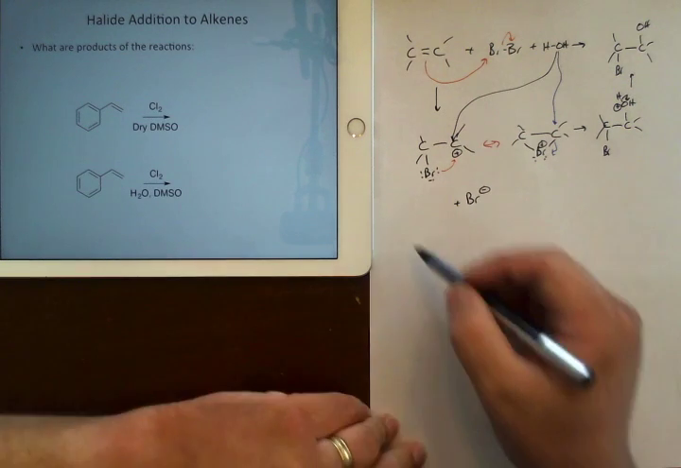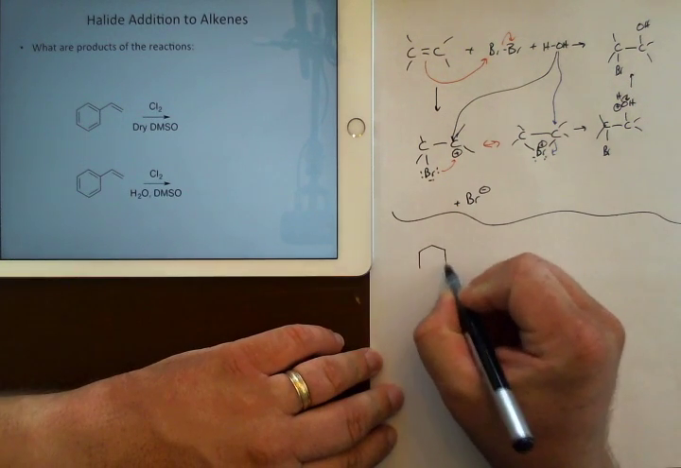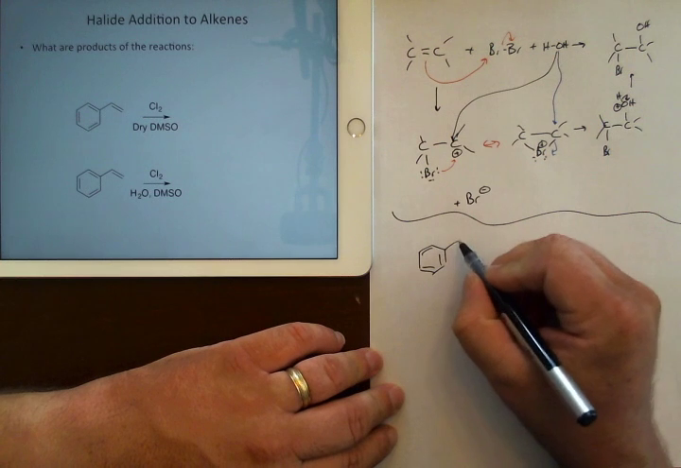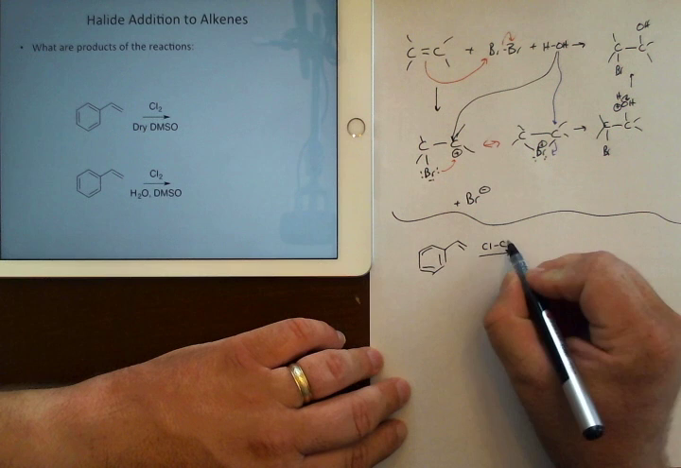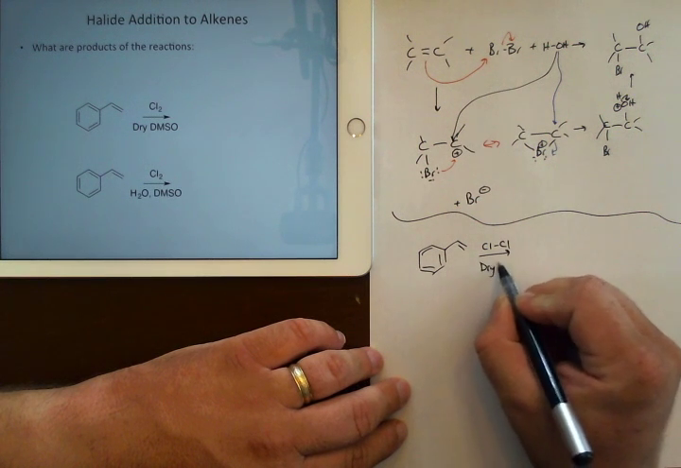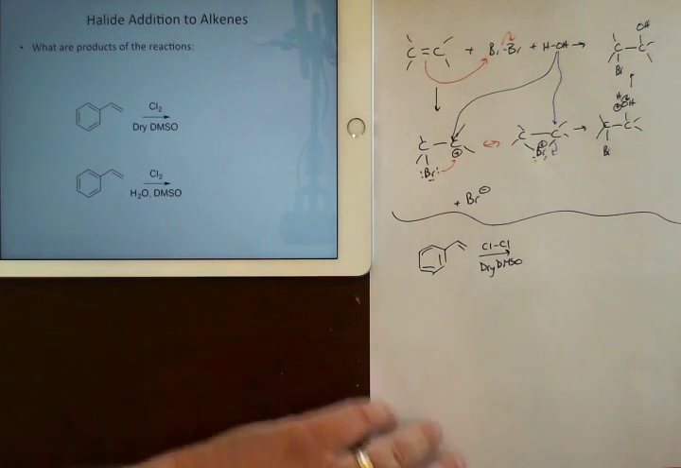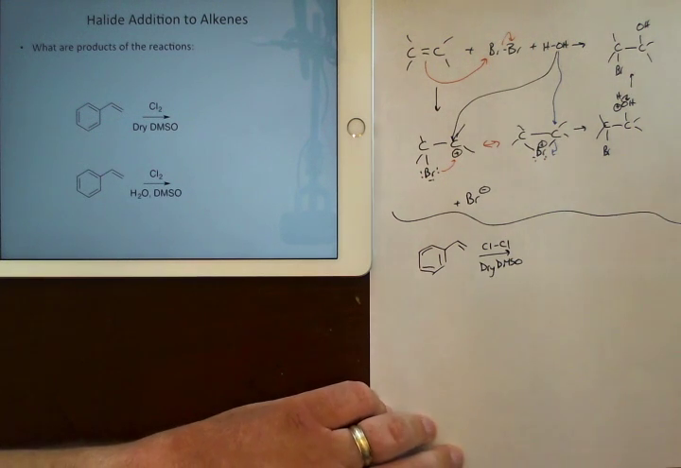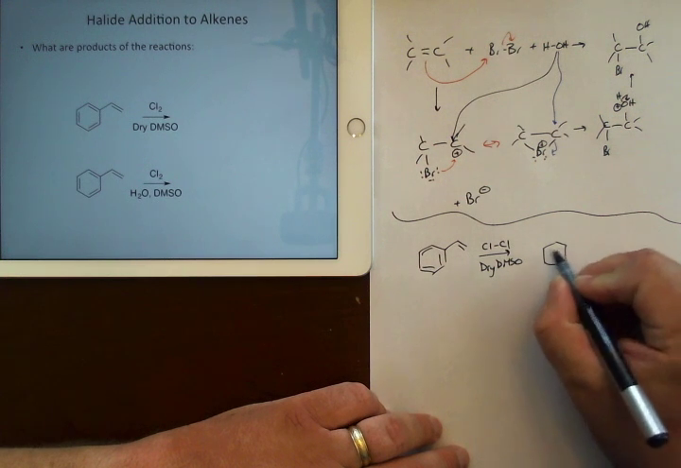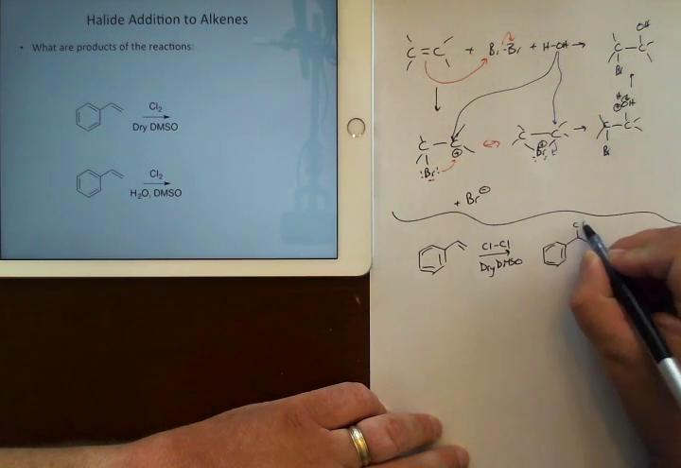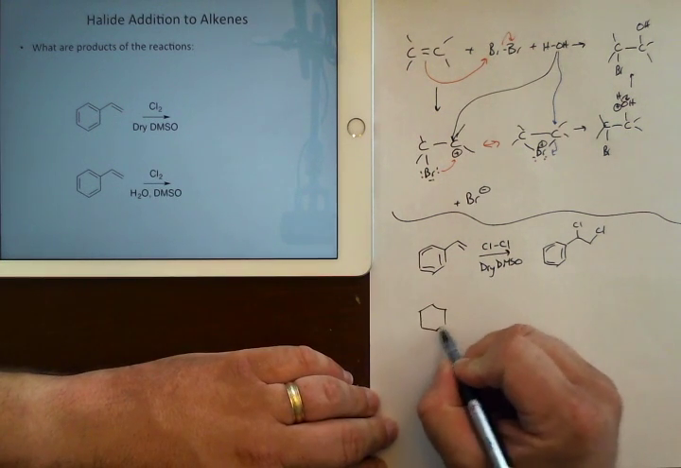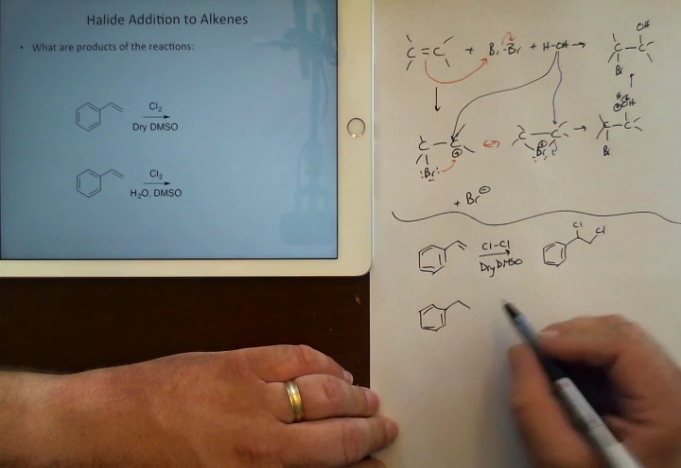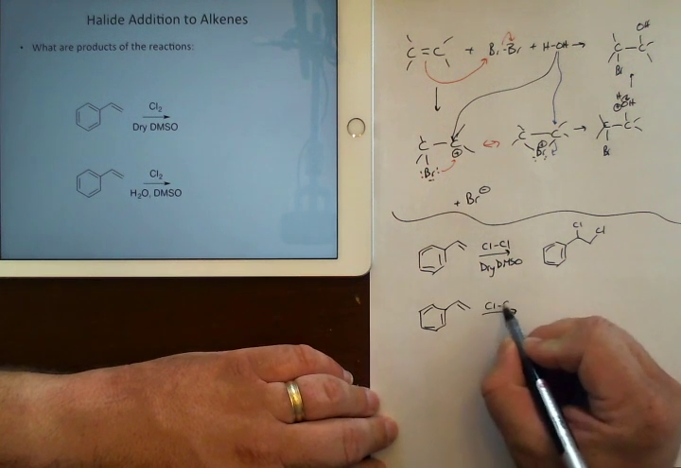Okay. So if we're going to do this with styrene, which is used for making polystyrene, and you have Cl2, okay, in dry DMSO. What you're going to look at is to say, well, this one is nice because you're just going to add it across both sides, right? There's nothing else that can react, and so you have Cl and Cl. Pretty easy.